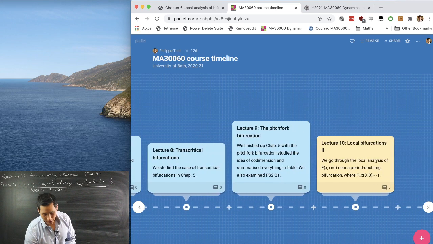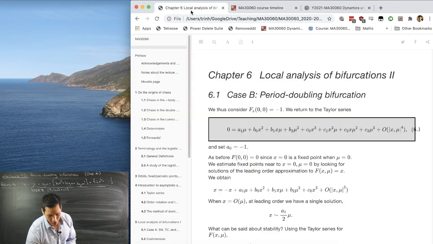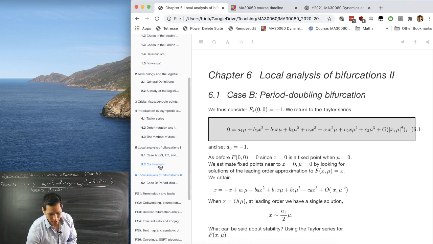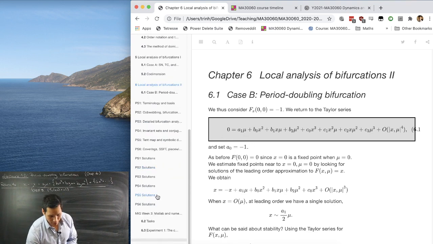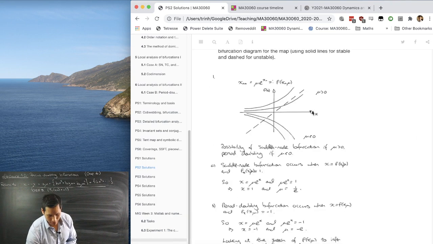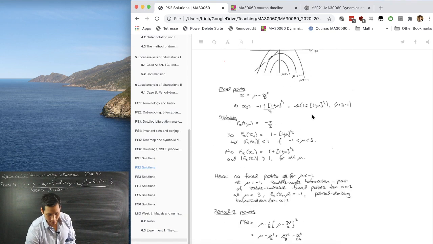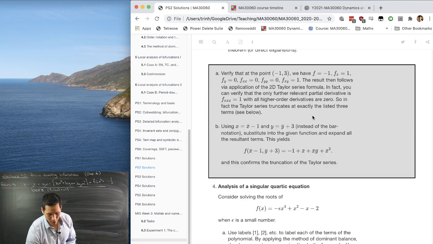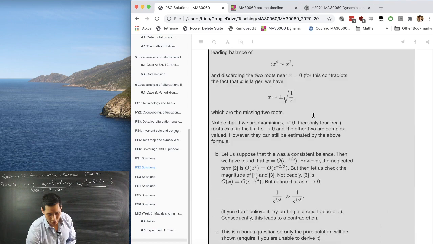And now we're going to start lecture 10 with local bifurcations part 2, and this is chapter 6. In the notes, you'll find we haven't had a need for a new chapter yet. This is still chapter 6. And the problem set solutions for problem set 2 are also completely up now. You'll notice that on Friday, I only put up numbers 1 and 2, but number 3 and number 4 solutions are now there.